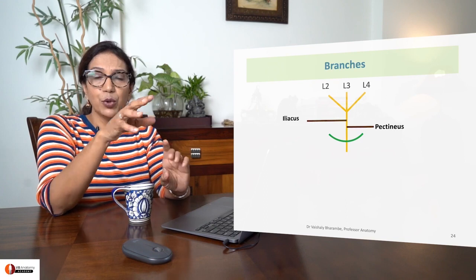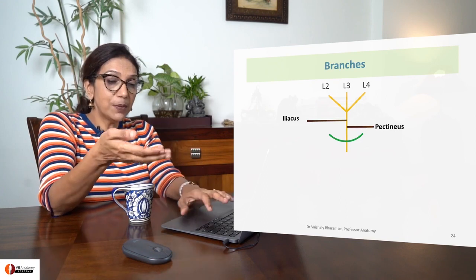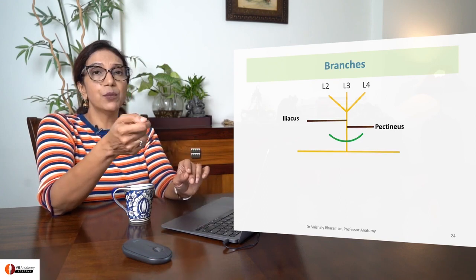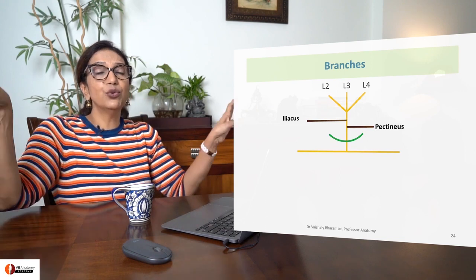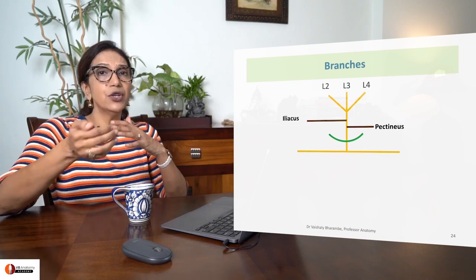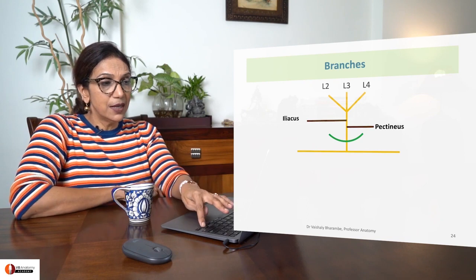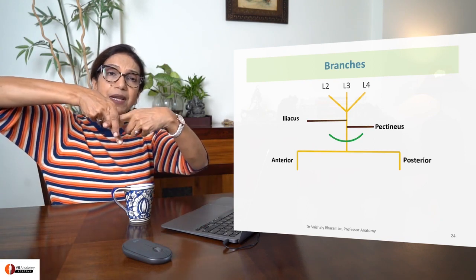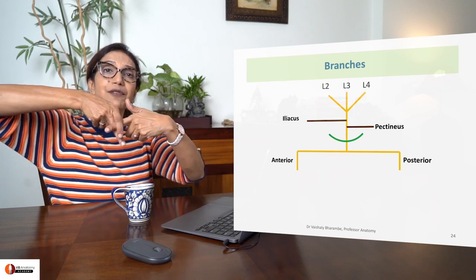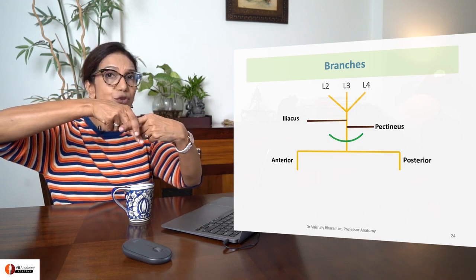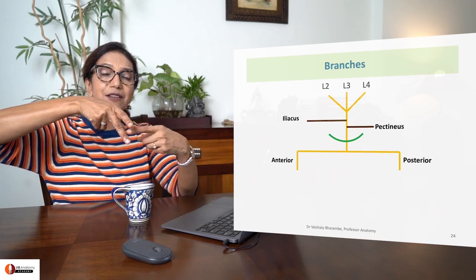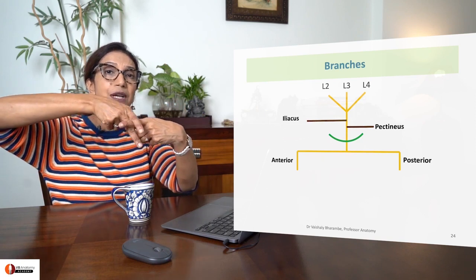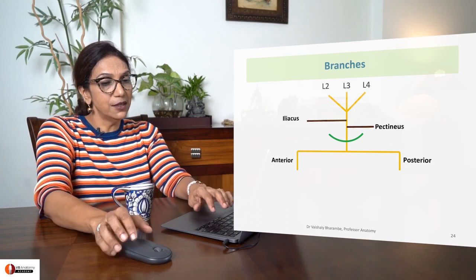Right. Now after giving these two branches, it passes deep to the inguinal ligament. Now it's in your femoral triangle. Let's see what happens now. After entering femoral triangle, the nerve divides into two branches, an anterior branch and a posterior branch. The anterior and posterior branches are formed across the lateral circumflex femoral artery, which is a branch of profunda. So this lateral circumflex actually divides the femoral nerve into an anterior and posterior division.